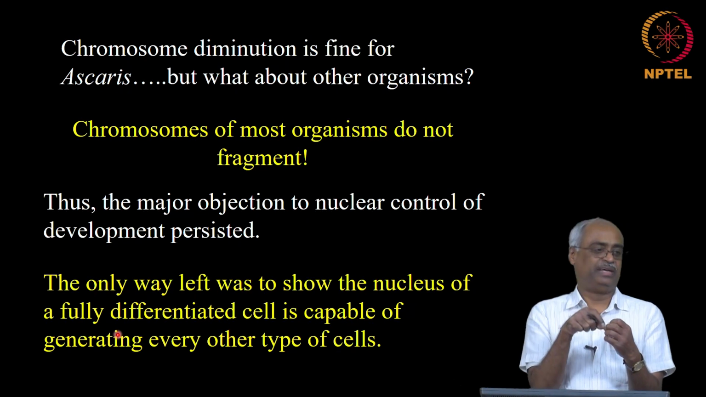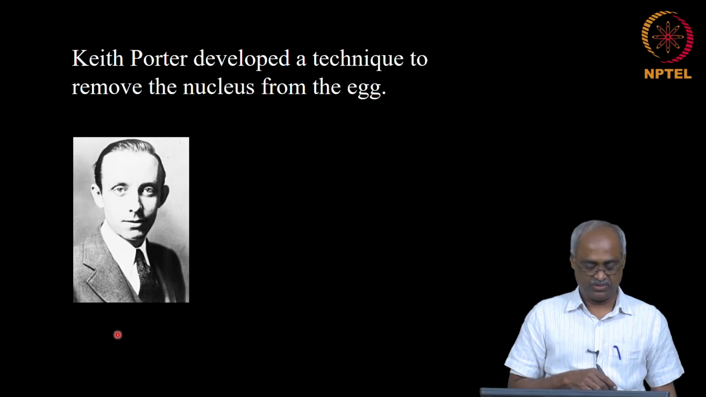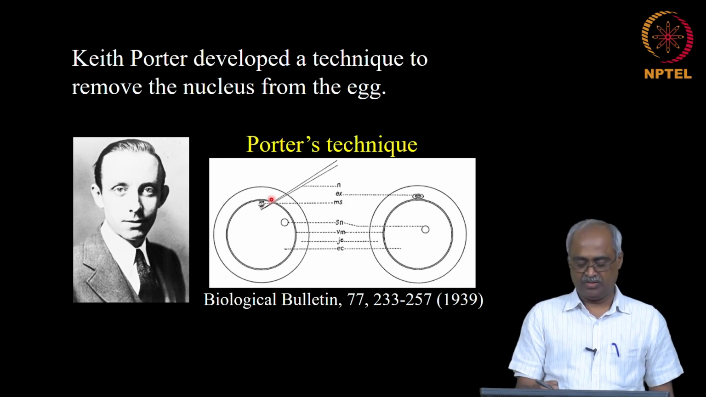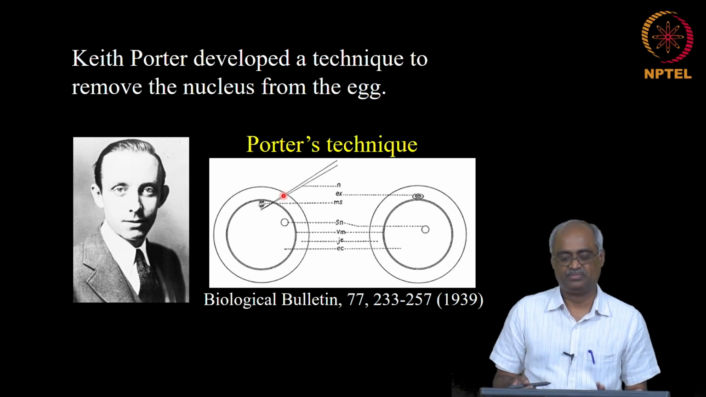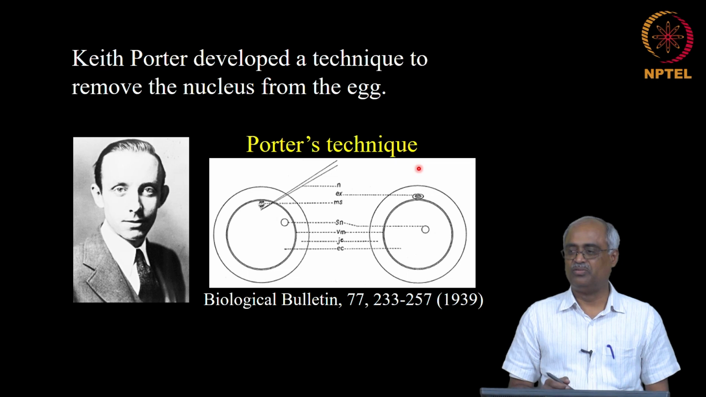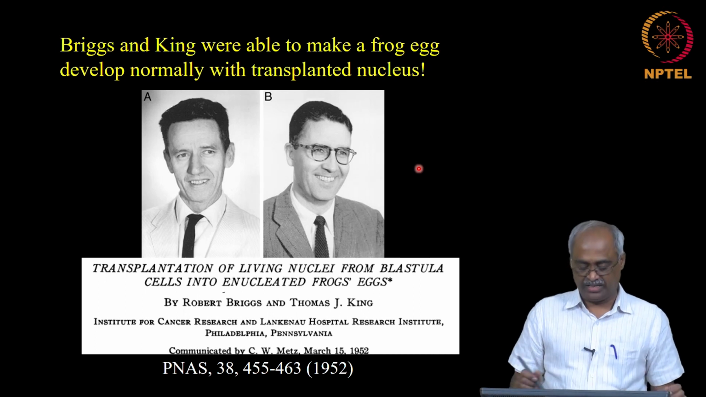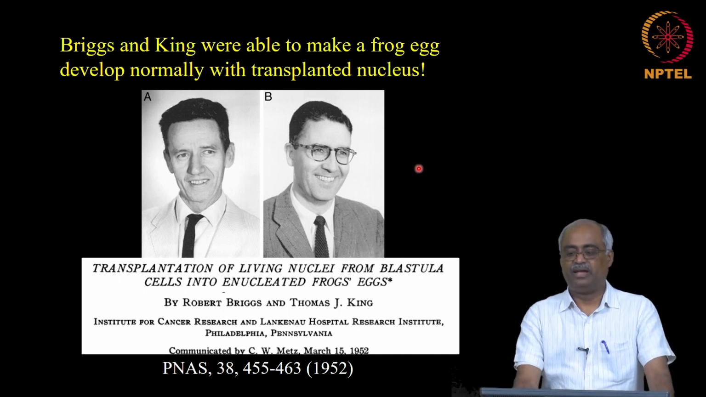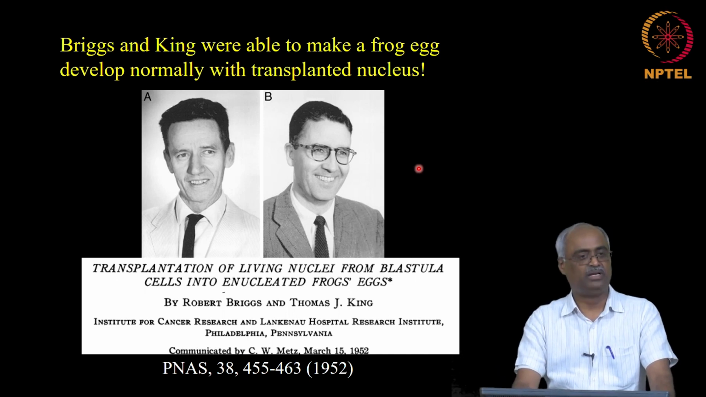Then you introduce a somatic nucleus, and that had to be figured out, and people did that eventually. Keith Porter developed a technique for doing this. He found that by poking in and trying to move the nucleus out, he not only removed the nucleus, but that also ended up activating the cytoplasm of the egg. This is called Porter's technique. He found a way to remove the nucleus from the egg, and making further improvements on that, Briggs and King were able to show that nuclei transplanted from other cells can actually make a frog egg develop normally.